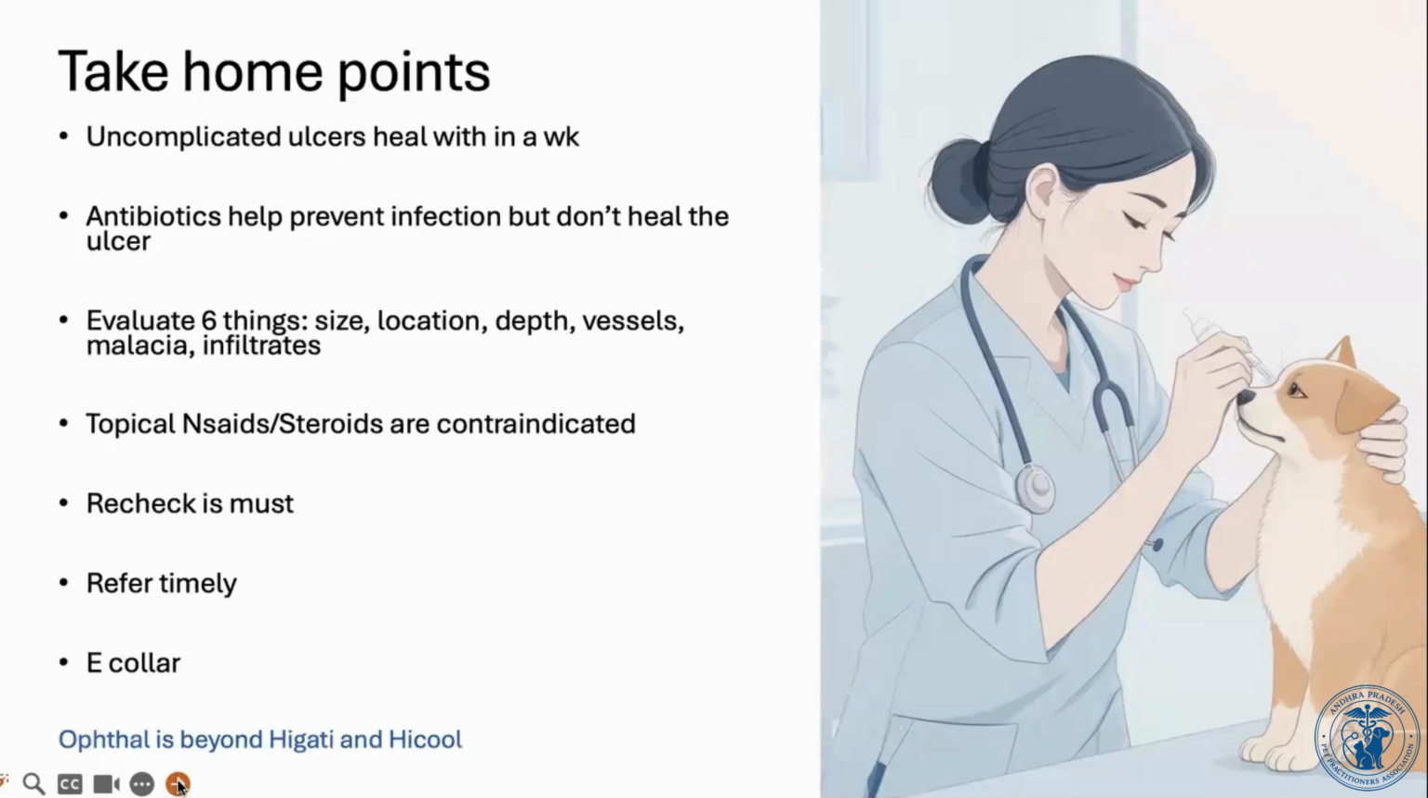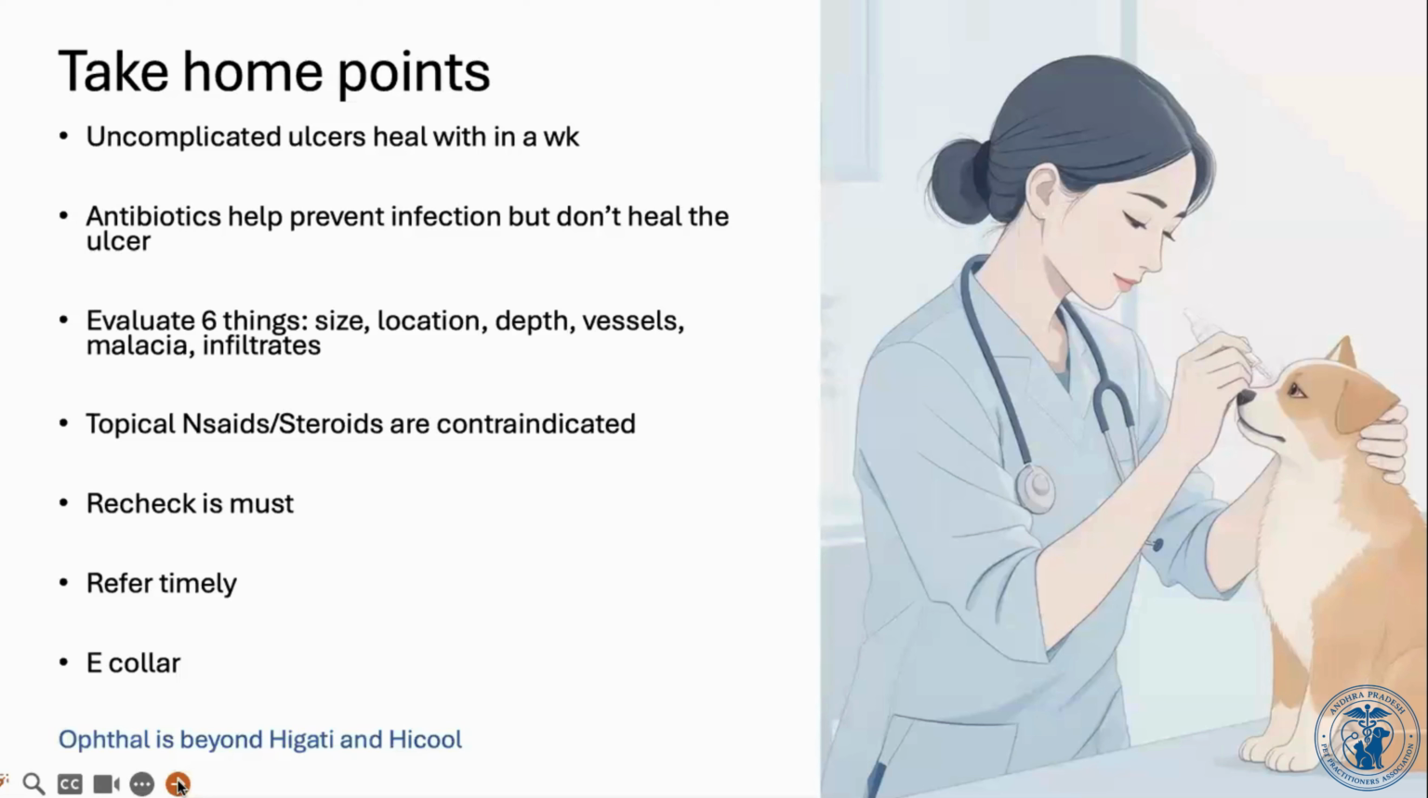So the take home points from this presentation: I would like all of you to know that uncomplicated ulcers heal within a week. Antibiotics help in preventing secondary infections, but they don't heal the ulcers. And please don't straight away jump for moxifloxacin or fluoroquinolones in normal ulcers, because they end up spreading resistance. And there is one more fact that ciprofloxacin and ofloxacin penetrate very well to the anterior chamber.